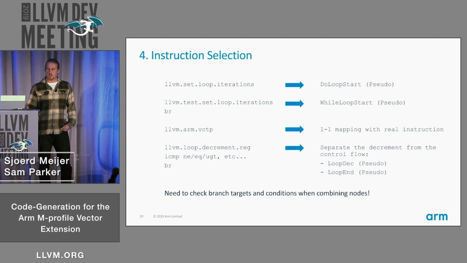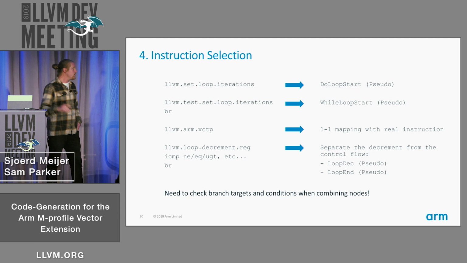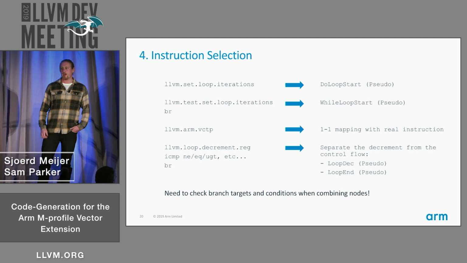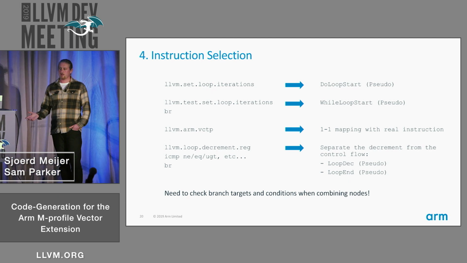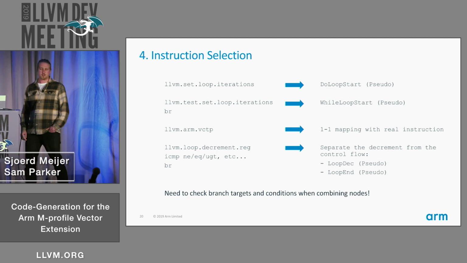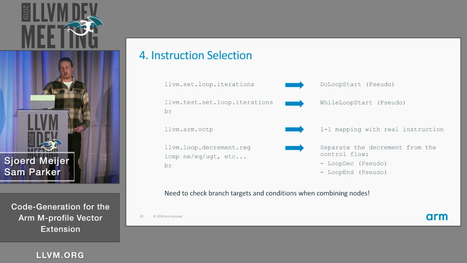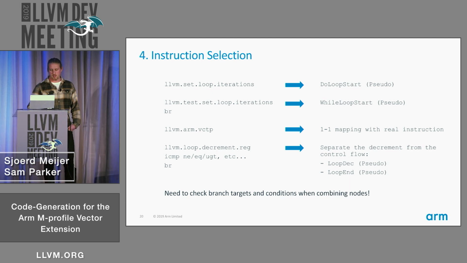Another thing to note is that for our decrement reg form, we generate two pseudo instructions. We've got loop dec and loop end. That separates out the functionality of performing that decrement and performing the control flow. It makes our life a lot easier later on, and I'll go into that in further detail.